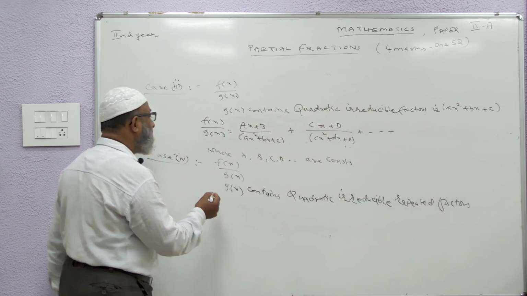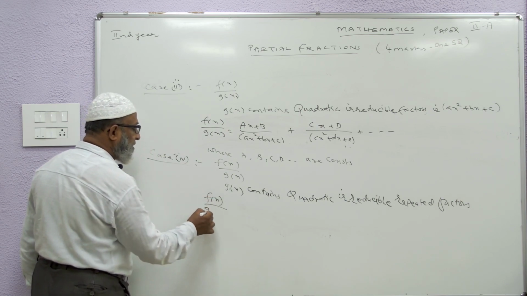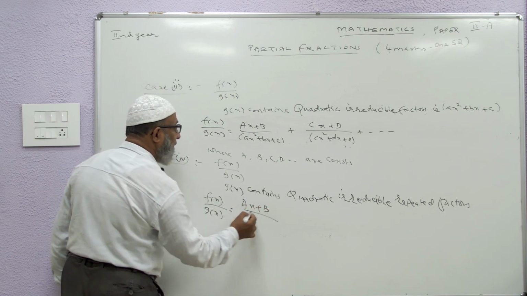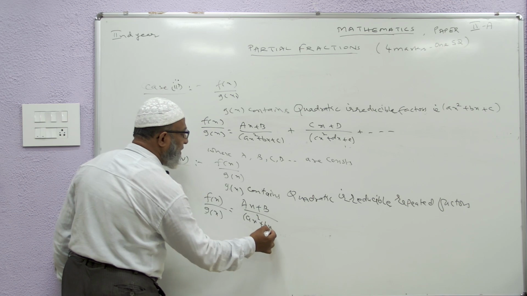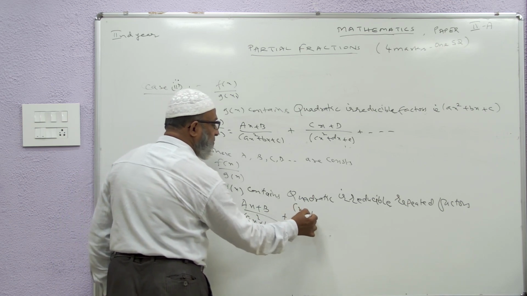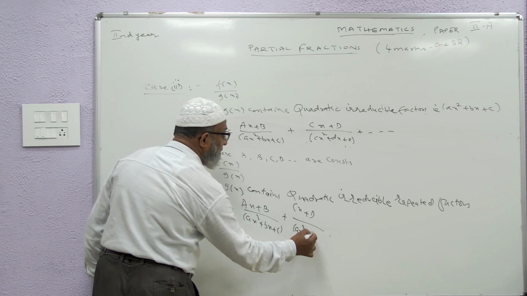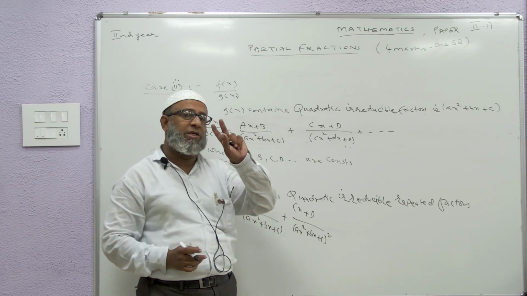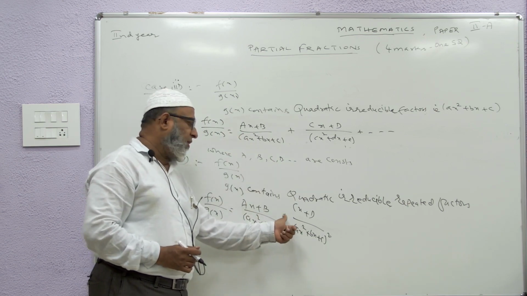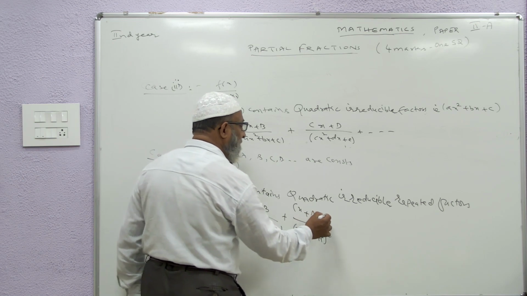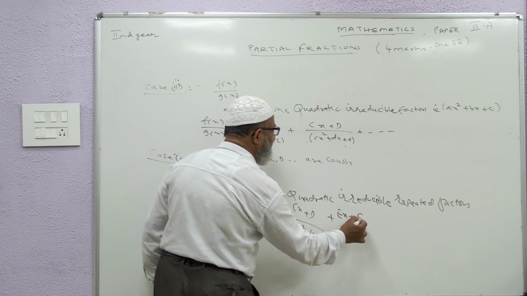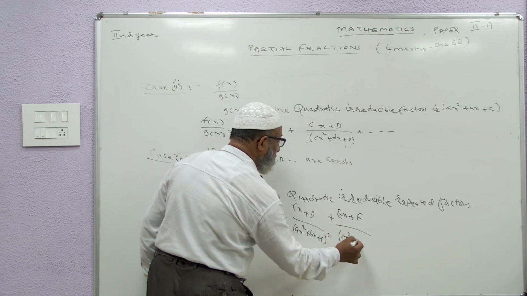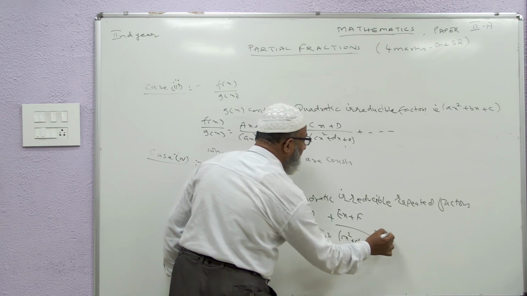Then in this case, the substitution will be f(x) by g(x) is equal to, for example, it is repeated once: (ax + b) by (ax² + bx + c), second time (cx + d) by (ax² + bx + c) whole square, because this ax² + bx + c is repeated twice. Therefore, the first time the power is 1, the second time the power is 2. Then the third factor is (ex + f) divided by some other factor, for example, of the form cx² + gx + e and so on.